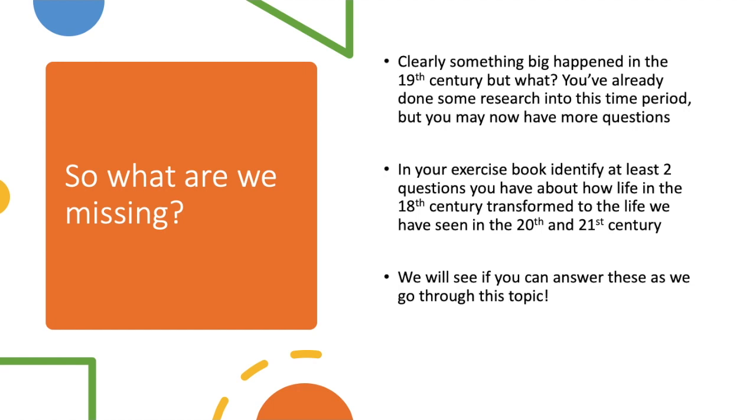In your exercise book, I'd like you to identify at least 2 questions you have about how life in the 18th century transformed into the life we have seen in the 20th and 21st century. How did we manage to get from what we saw in the 18th century to the life that we now live? Surely the 19th century must have done something in order to facilitate that. So 2 questions in your book about how the 19th century has bridged the gap between how people lived in the 18th century and how people live today.